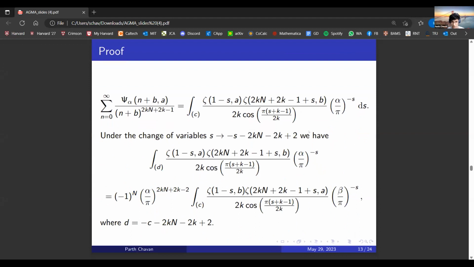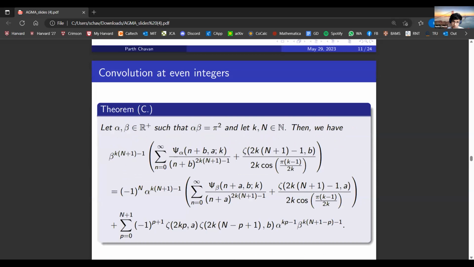And after we shift the line of integration to minus s minus c minus 2k and minus 1, we can use these changes of variables, s to minus s minus 2k and minus 2k plus 2, to explicitly evaluate this integral as 1 over a function over beta of pi. Thus, we can use this transformation formula to explicitly prove this identity for Hurwitz zeta function convolution at even integers.